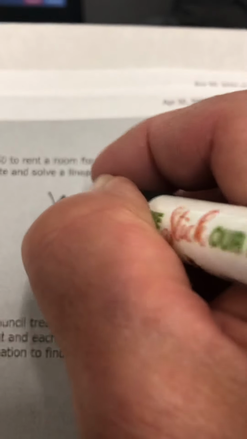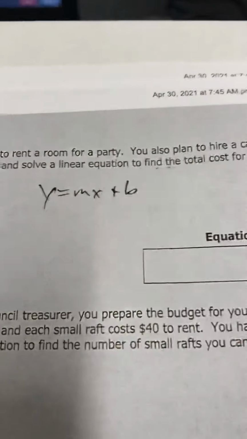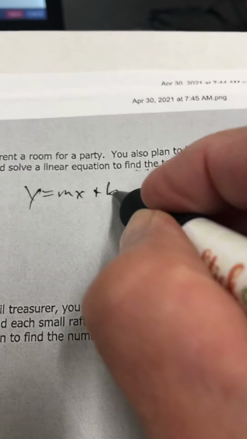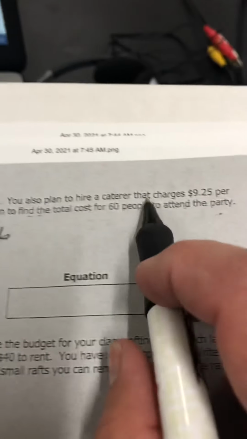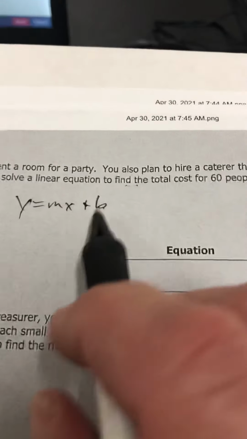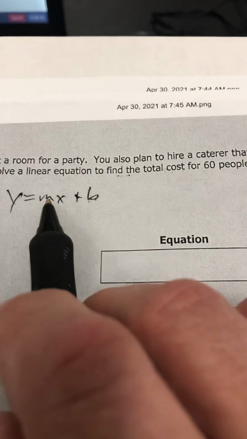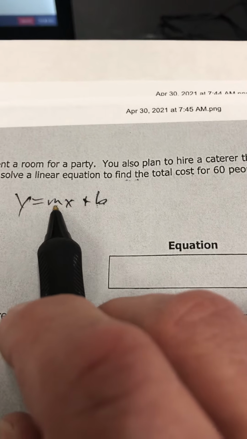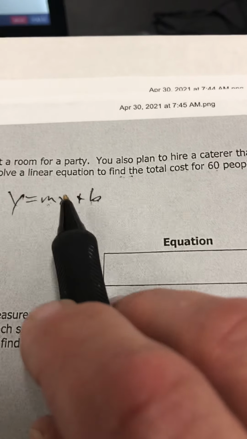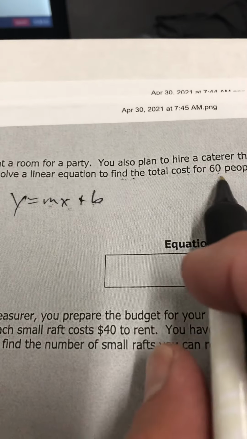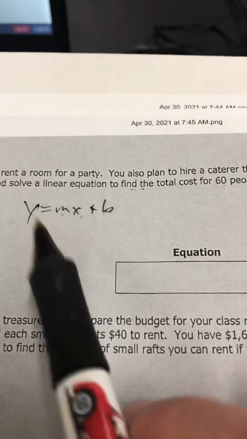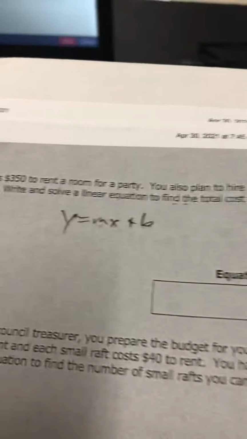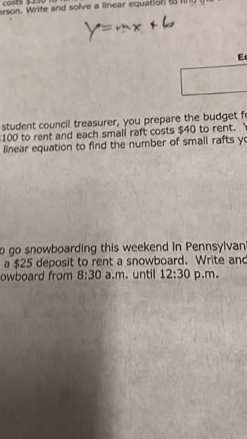So y equals mx plus b. So this is going to be your B. So you're going to put $3.50 there. And charges $9.25 per person. So you're going to have 9.25 as your M, is your slope, and 60 people is going to be your X. So you're going to take 9.25 times 60 plus the 3.50. That will give you your Y, the total cost.